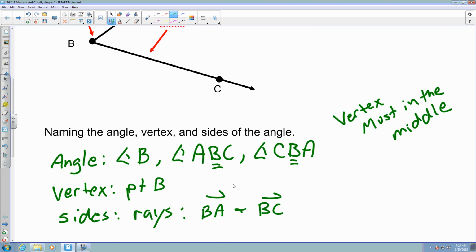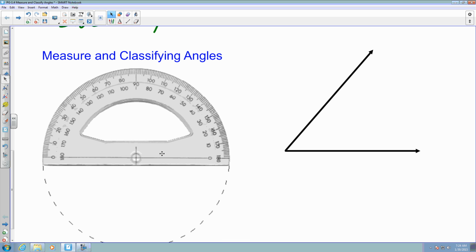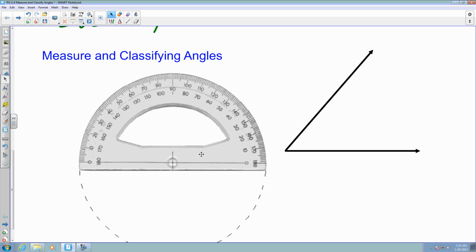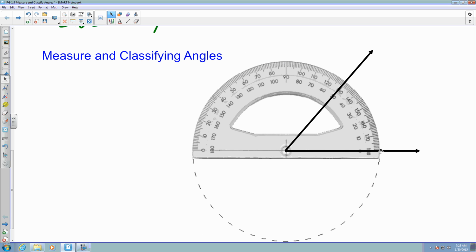Okay? When we're measuring angles, we're going to use a protractor. So the protractor is this item right here, and how we measure angles is this. If you look here where my mouse icon is, this little cross right there, you're going to put that cross right at the vertex. Alright, and the line should be lining up across this line segment here.